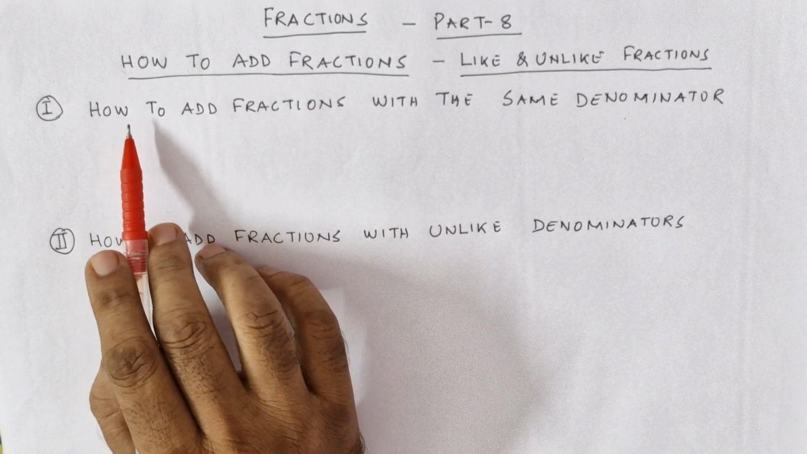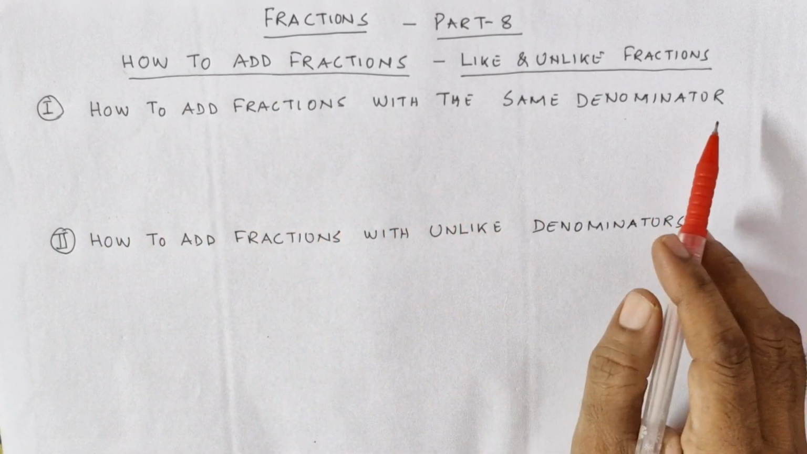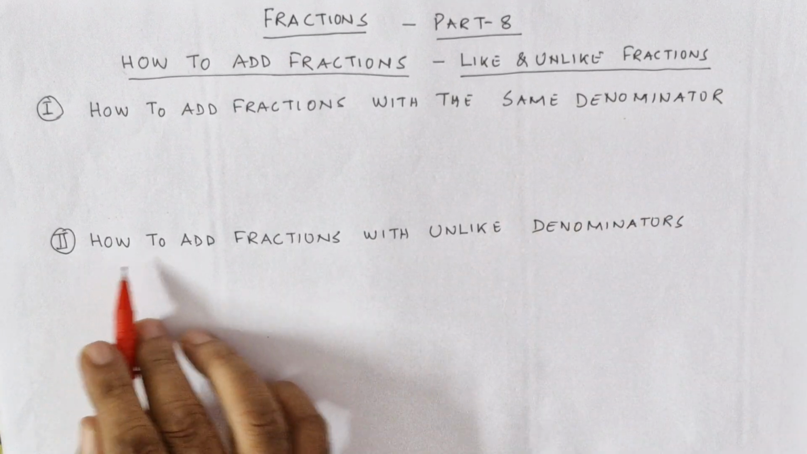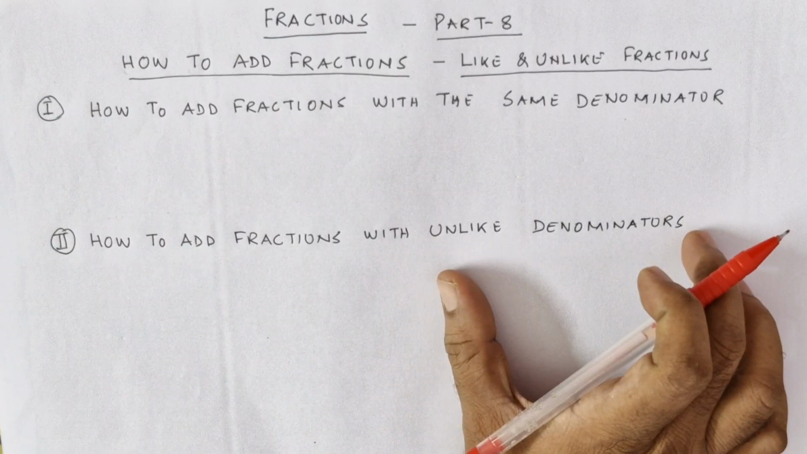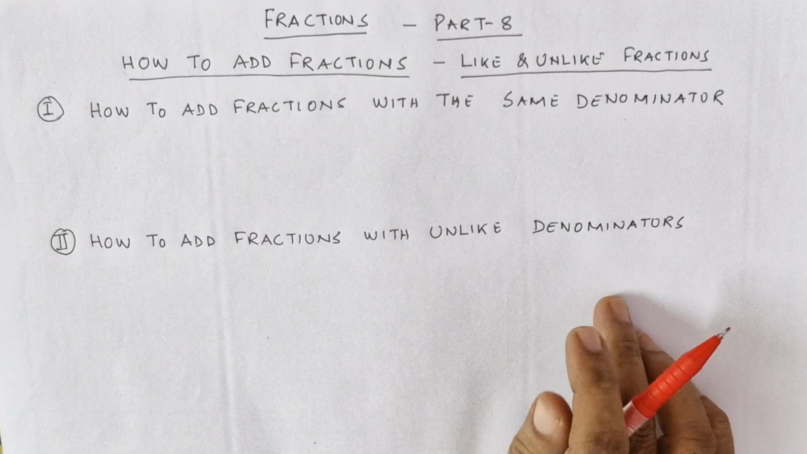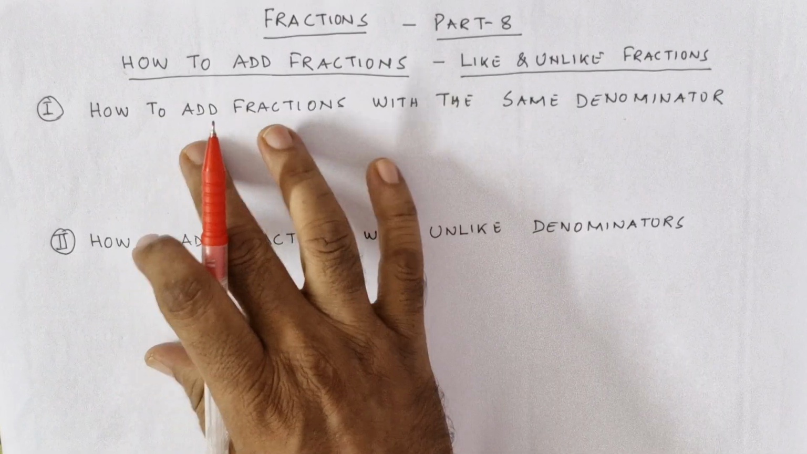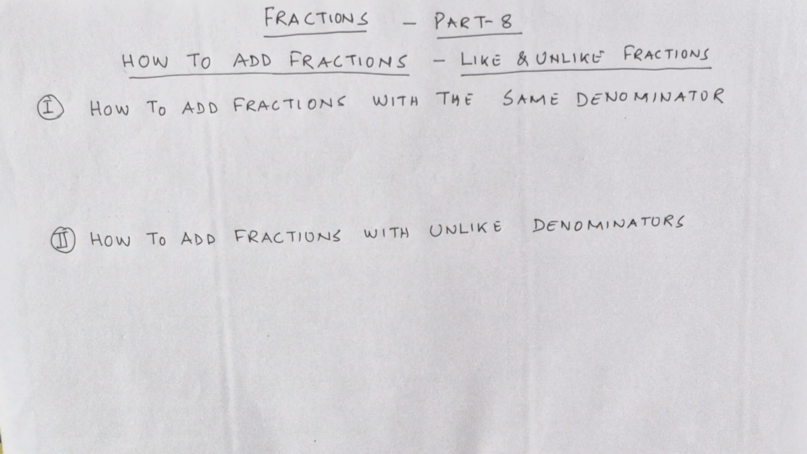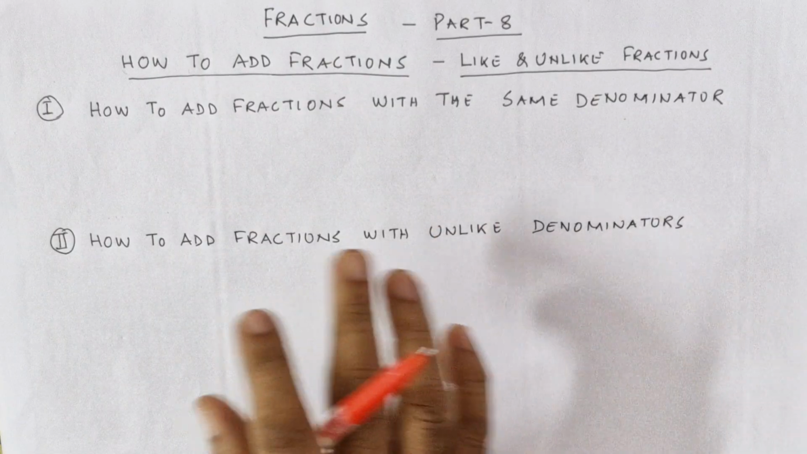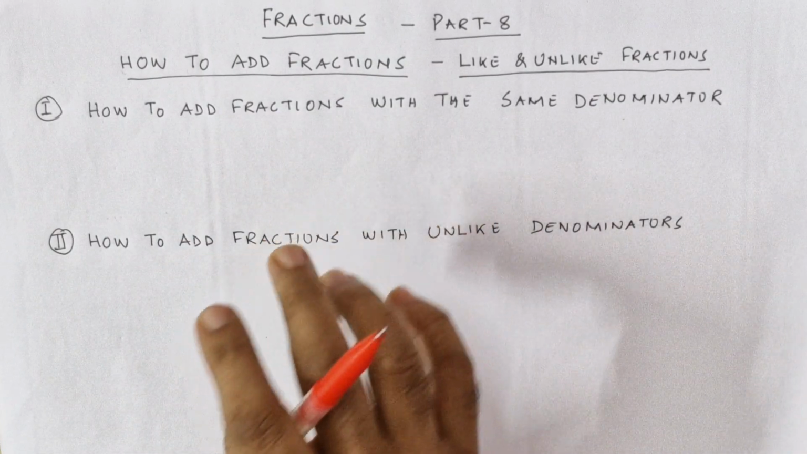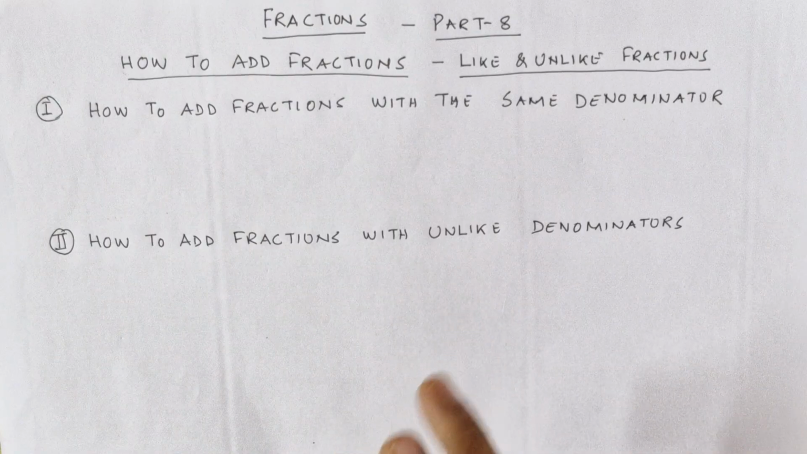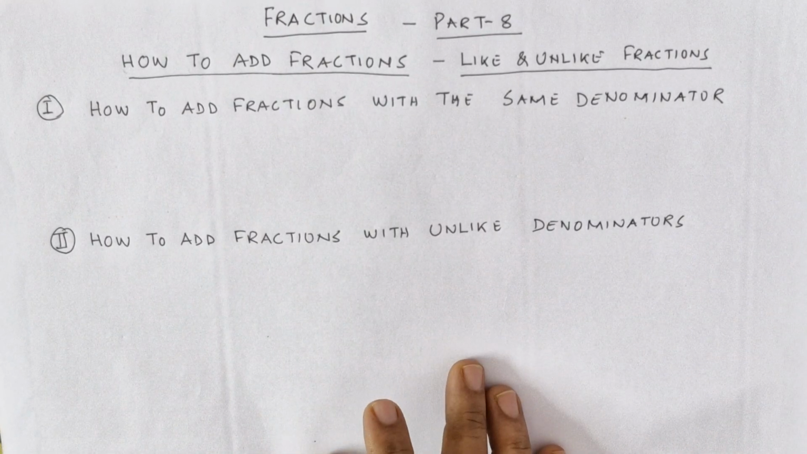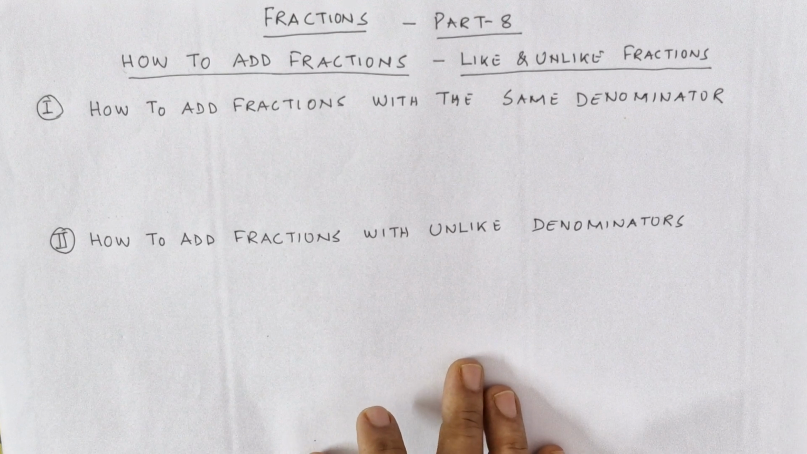So first aspect is how to add fractions with the same denominator or the like denominators. So this is for like fractions, and how to add fractions with unlike denominators or unlike fractions. But having said that, we'll see the two processes step by step. But after that, we'll see another trick, which will save the steps and do the addition of fractions in a very faster way. Got it? So stick around and watch the full video to see the trick.